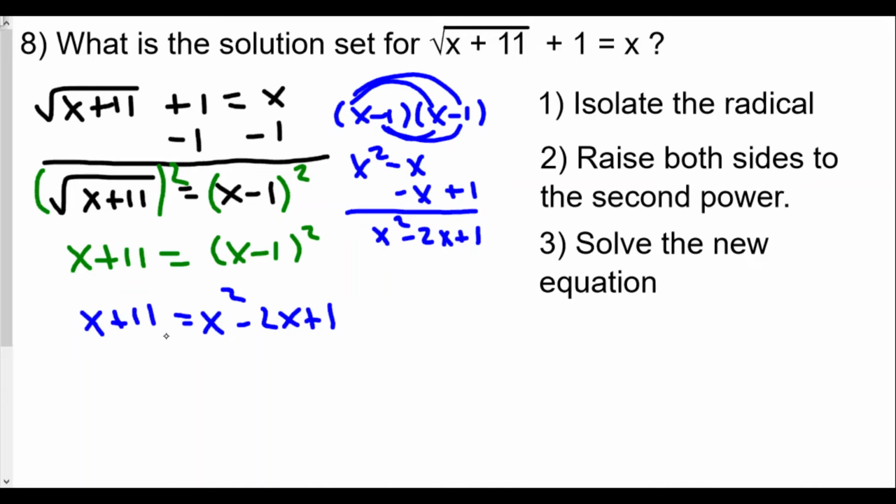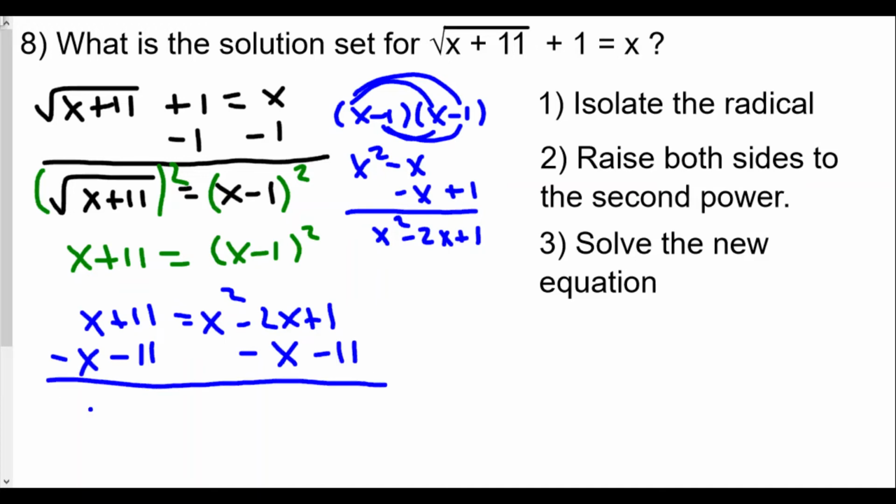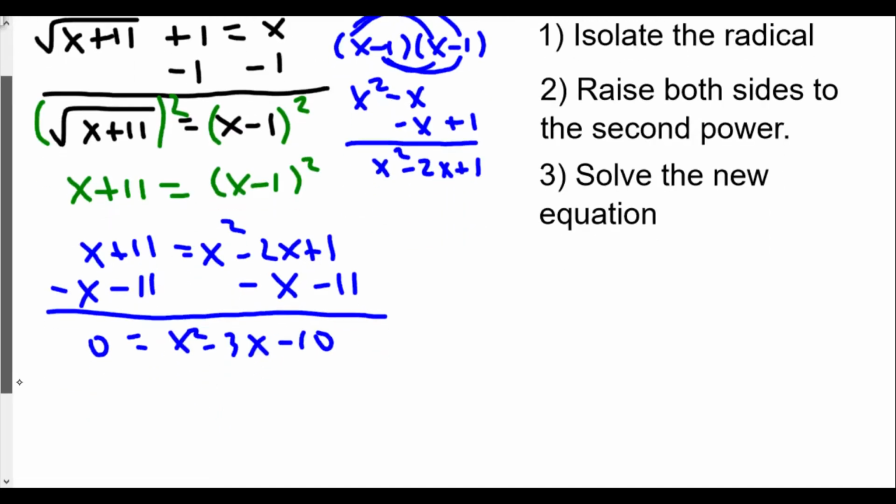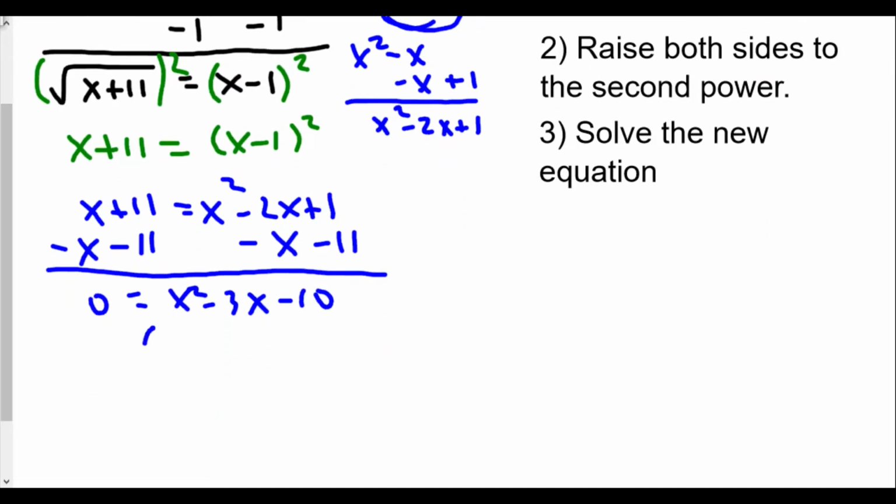Another quadratic equation, which again you should expect to know how to do and solve. We're going to subtract x on both sides, subtract 11, and we get 0 is equal to x squared minus 3x minus 10. So here when we factor, we're going to find two numbers that multiply to negative 10 but add to negative 3. So what two numbers multiply to negative 10 and add to negative 3?